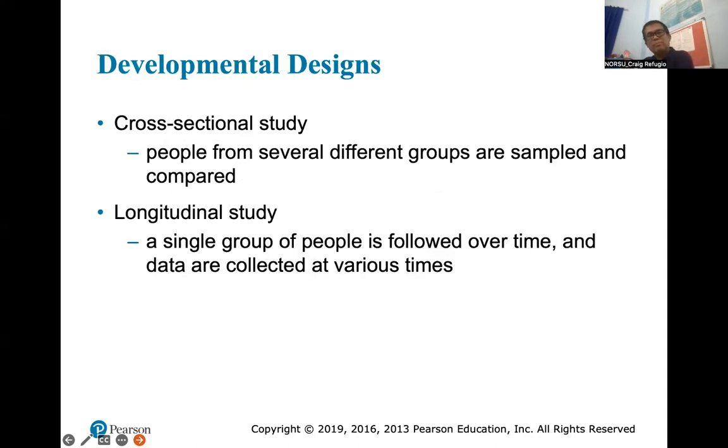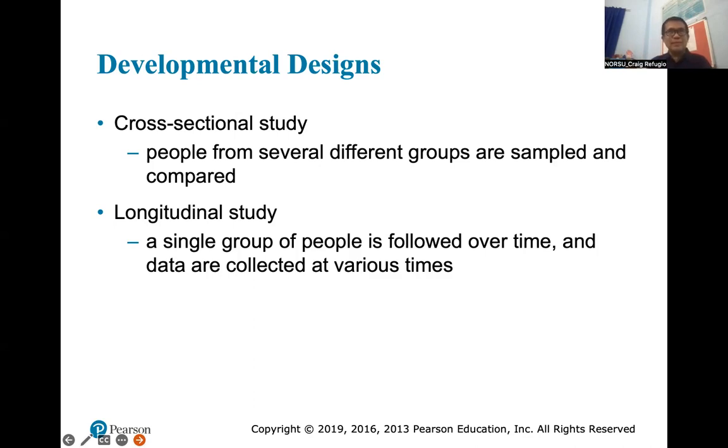Then we go to developmental designs. There are two categories of developmental designs. We have the cross-sectional study and we have the longitudinal study. In a cross-sectional study, people from several different groups are sampled and compared. So for example, we look at a case where a certain population is divided into many categories. For example, according to sex, male and then female. So you collect data from male, you collect data from female. That's cross-sectional because the total population is divided into two sectors or two segments.